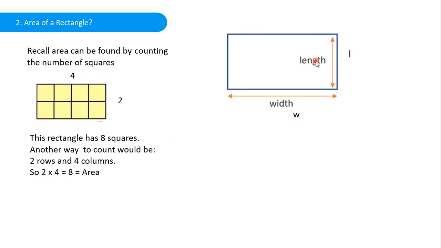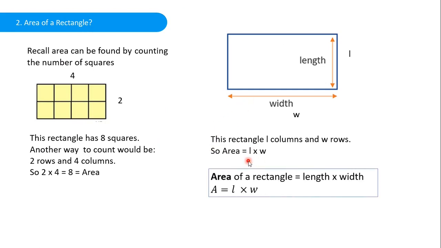Now, using this rectangle here with a width of W and a length of L, and using that same idea, we might think of this as having L columns with W squares. So the area would be L times W. And that is our rule for area. The area of a rectangle is equal to the length times the width, and we sometimes write this as A equals L times W.